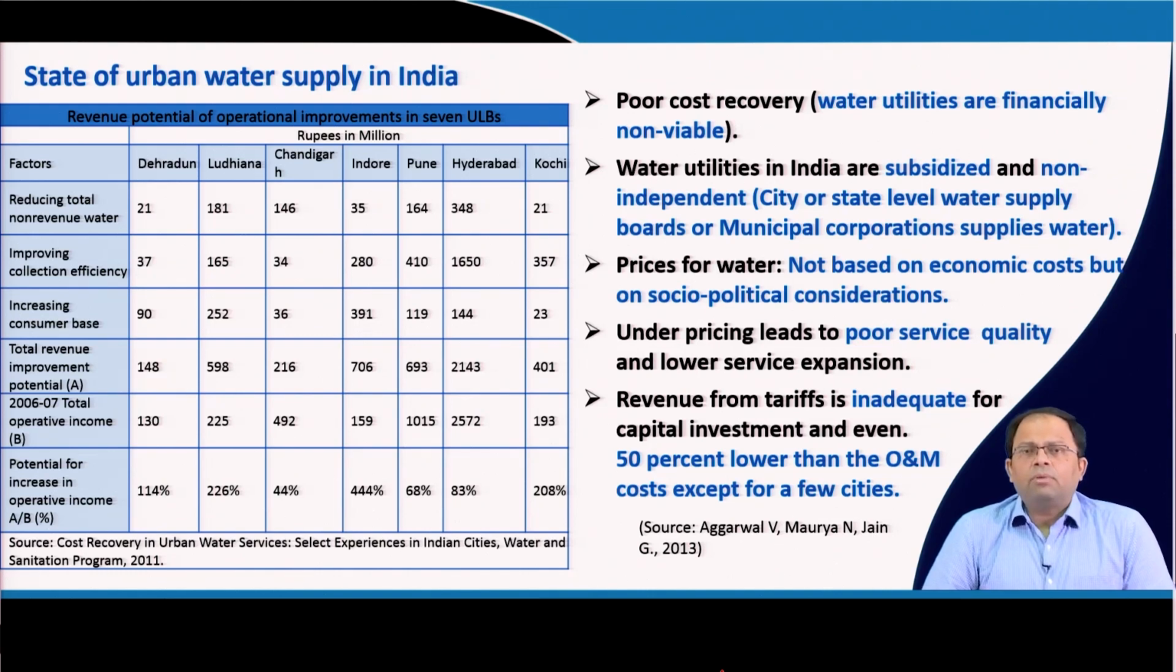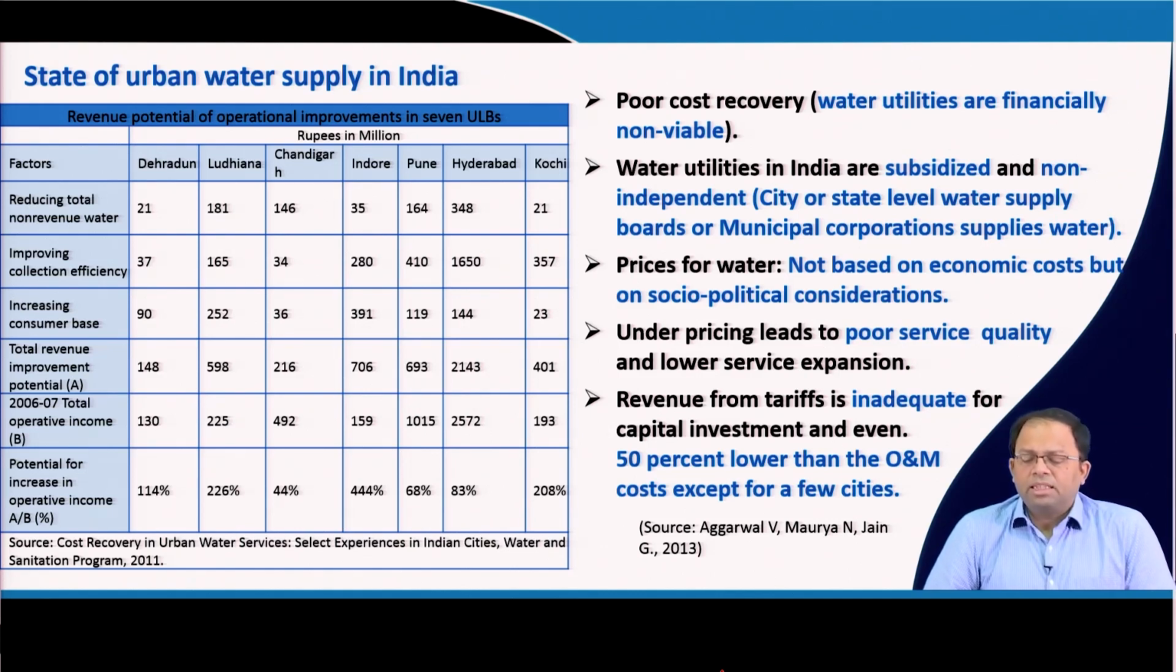The prices for water that are charged or recovered in some other way in India are also not based on the actual or economic cost of water. Instead, they are based on socio-political considerations. If you charge too much, then people will be angry, and the government in power will lose a lot of political capital and will probably lose its next election. That's another reason why prices are artificially kept low. And this underpricing itself has a lot of other problems.